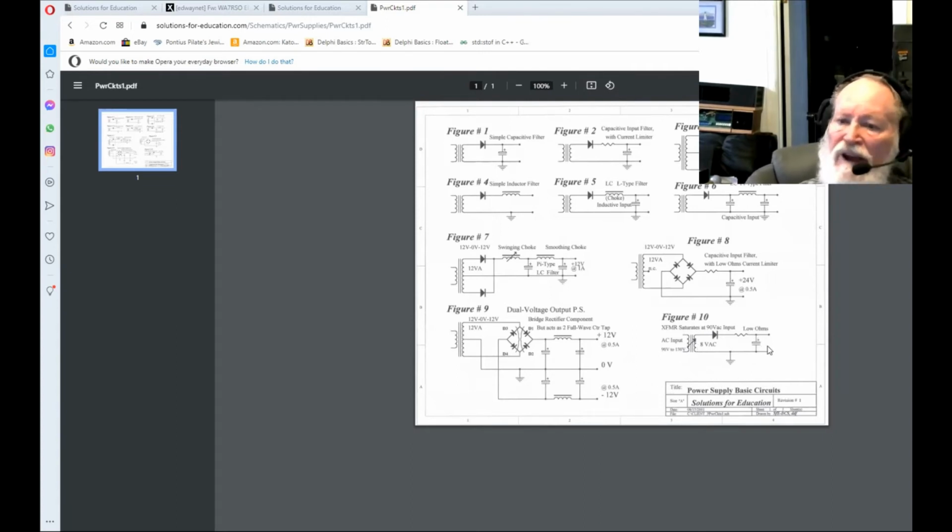Any questions? This is kind of confusing, but understand it's when the core saturates, and it takes a special design in the laminations. Looking for questions. Don't see any. All right, let's go back to something else.